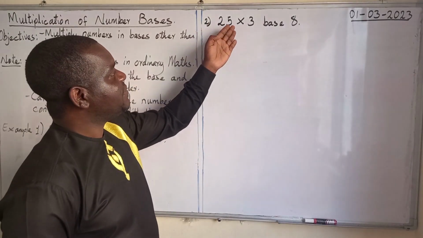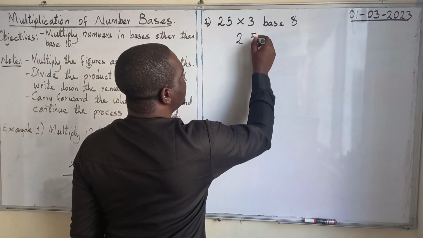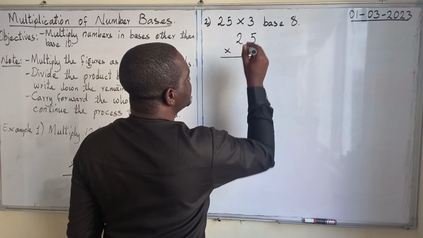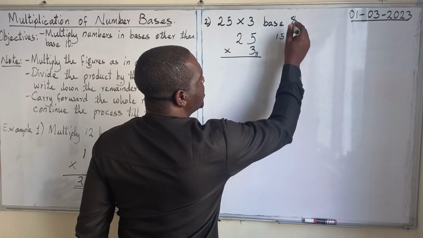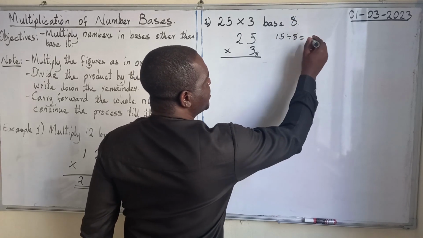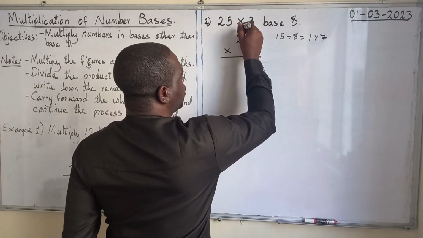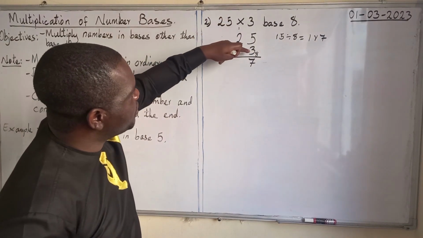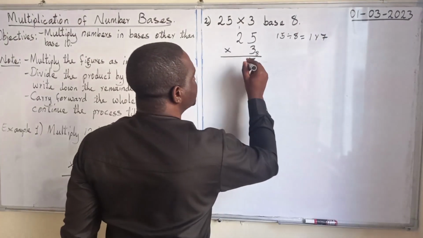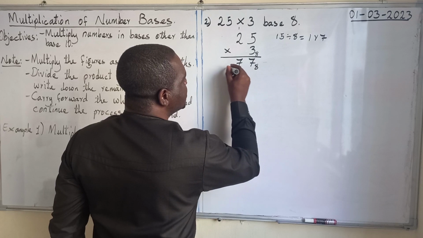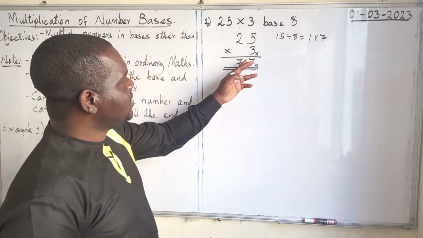Example 2: 25 times 3 in base 8. You write it down and rearrange vertically, times 3. This is in base 8. 5 times 3 is going to give 15. And 15 is more than the base, so we divide by 8. This will give us 1, remainder 7. So you write the remainder first and you hold on to the whole number. 2 times 3 is 6. 6 plus 1 is 7. And 7 is less than the base, so you just write it down. Your answer is 77 in base 8, and this is interpreted as 7 groups of 8 and 7 units.